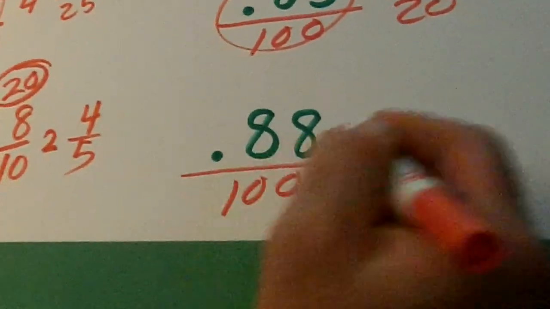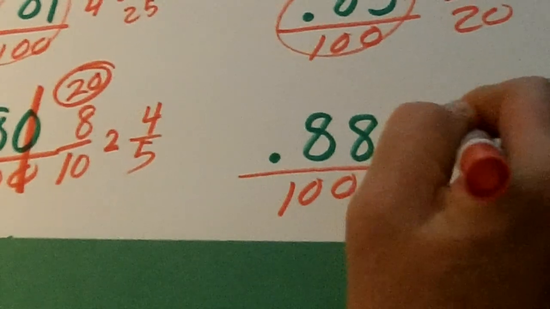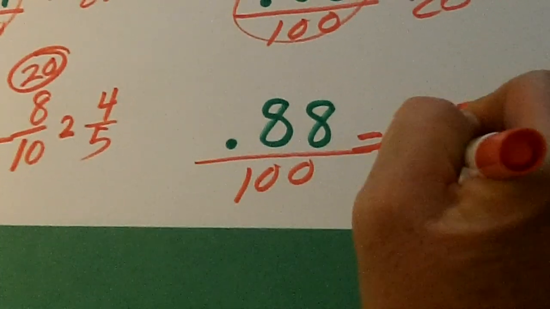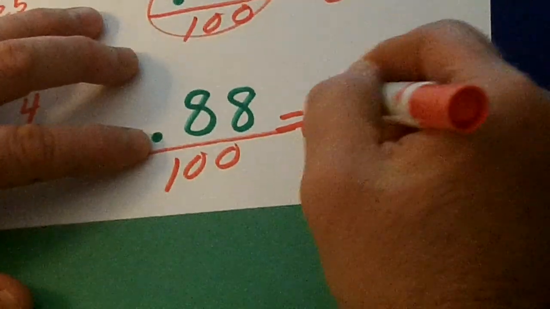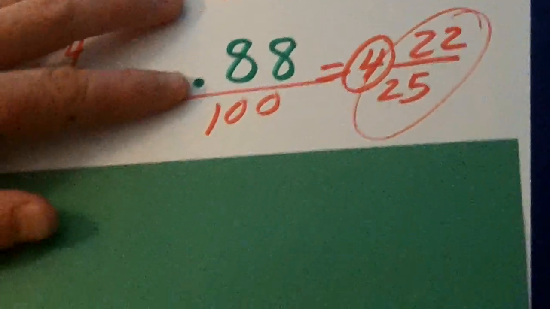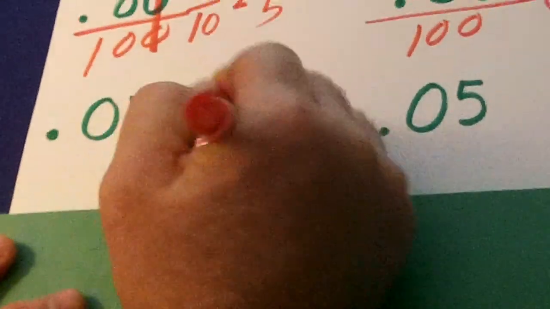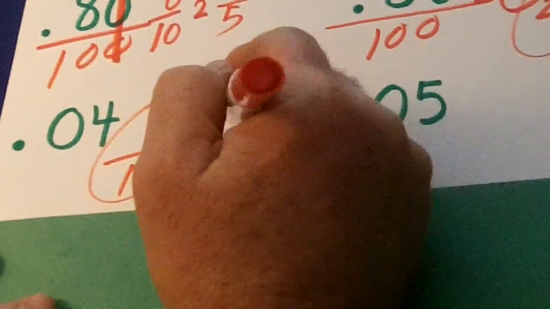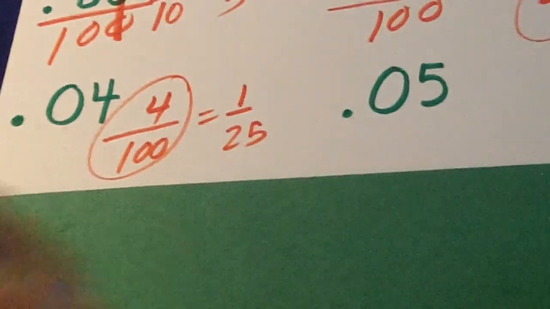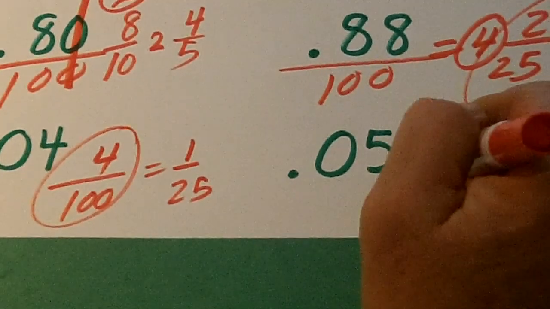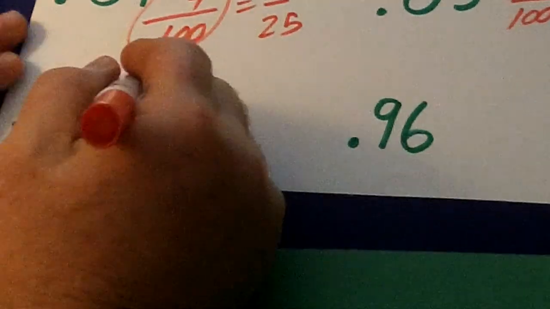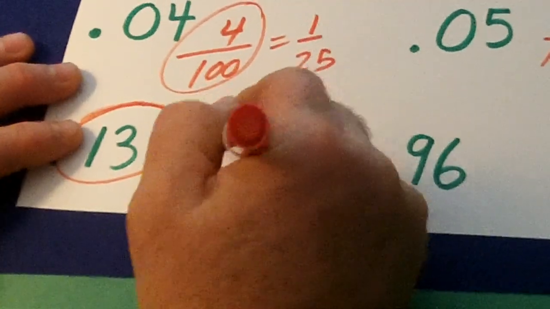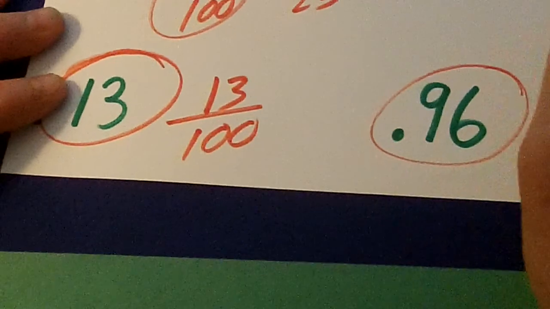88 over 100. Well, let's say we can divide by, let's say, 4. Get 22 over, is that 22 over 25? There we go. Okay, got a little befuddled there. Oh, 4 over 100. Hey, this is 1/25. Okay, you can divide 4 into top and bottom. 5 over 100, nickels, 1 over 20. Simple Simon. Last ones. Look at that. Prime. 13 over 100. Look at this.